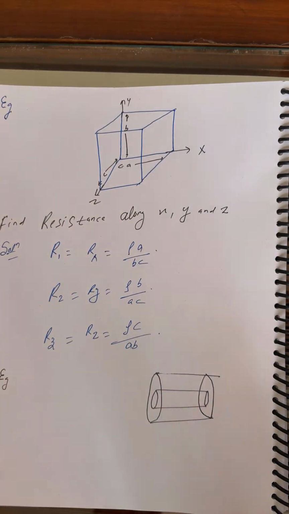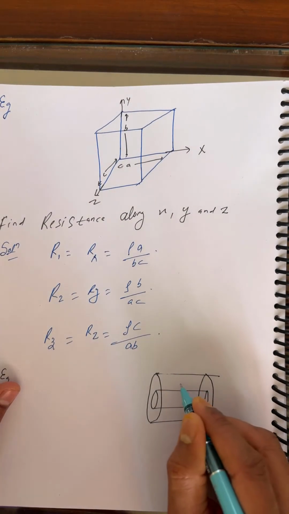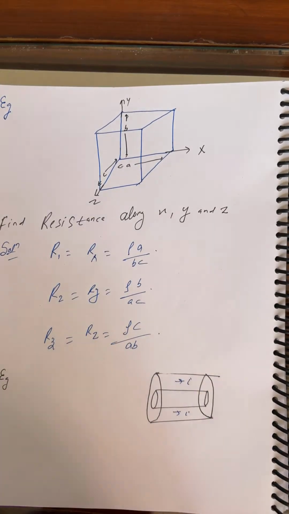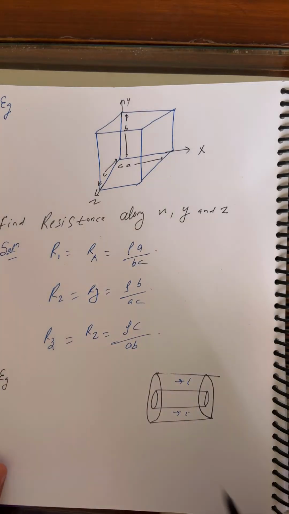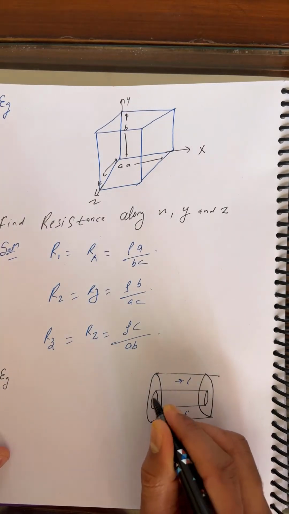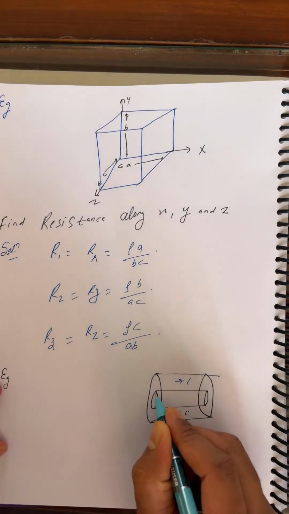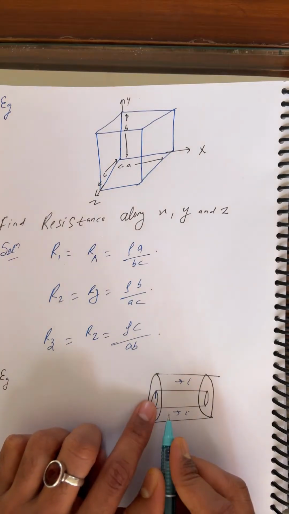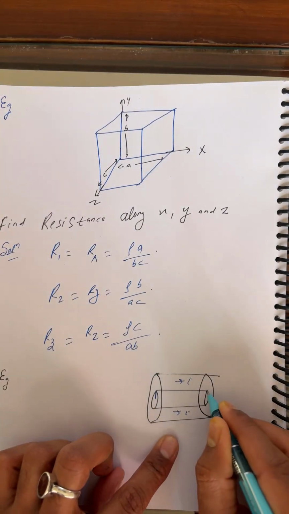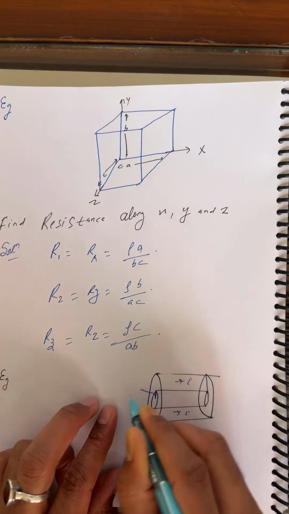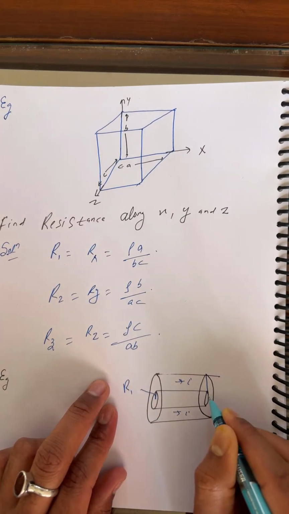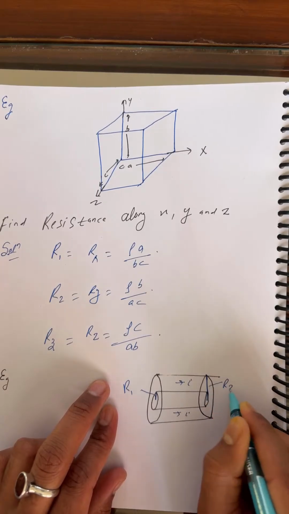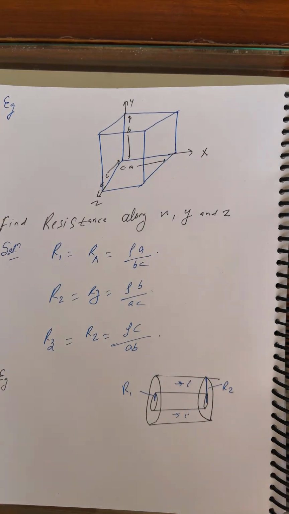Okay, good. So now, students, this is the direction of flow of current, which is equal to I. I can take R1, the radius of the smaller cylinder. R2 is the radius of the larger cylinder.